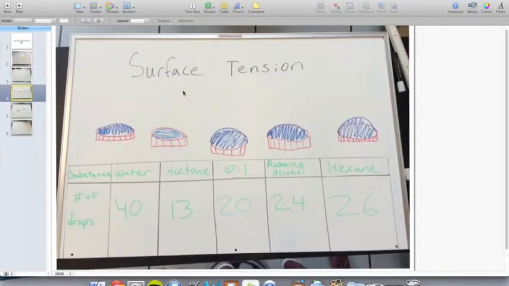The next test that we performed was surface tension, where you can see right here we took a penny and we dropped drops of each liquid onto the penny to see how many drops it could actually hold before it spilled over. And this was to test to see how much the molecules hold together. As you can see down here, water had the highest surface tension, with 40 drops until it fell apart. Second was hexane. The other 3, oil, acetone, and rubbing alcohol, were quite low, and they fell apart quite easily.